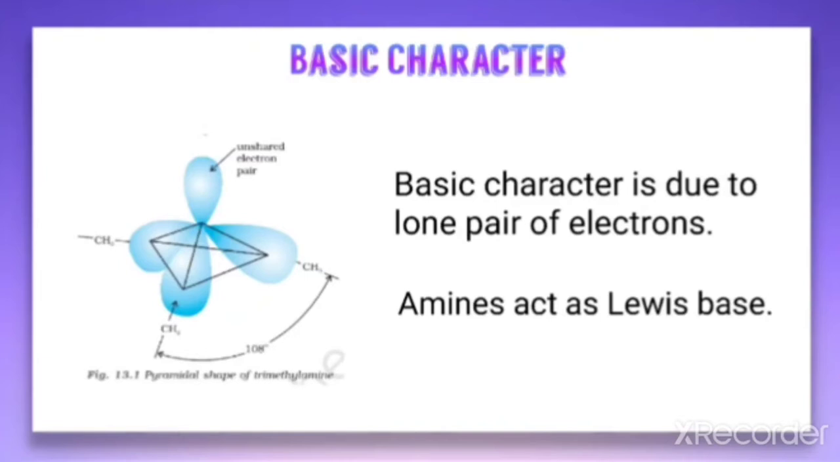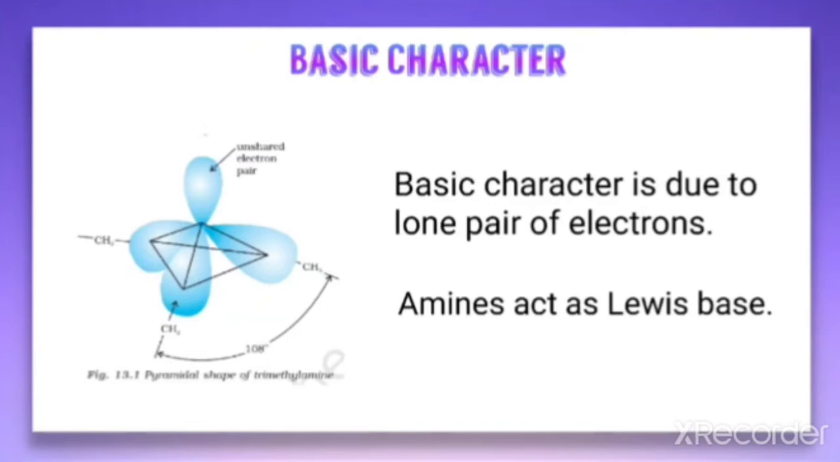As we have already learned the Lewis acid-base concept in the 11th standard, a substance which donates the electron pair is the Lewis base. So here, because of the presence of the unshared electron pair, it can donate this lone pair to the electron deficient species, therefore it acts as a Lewis base. So the basic character is due to the presence of the lone pair of electrons.